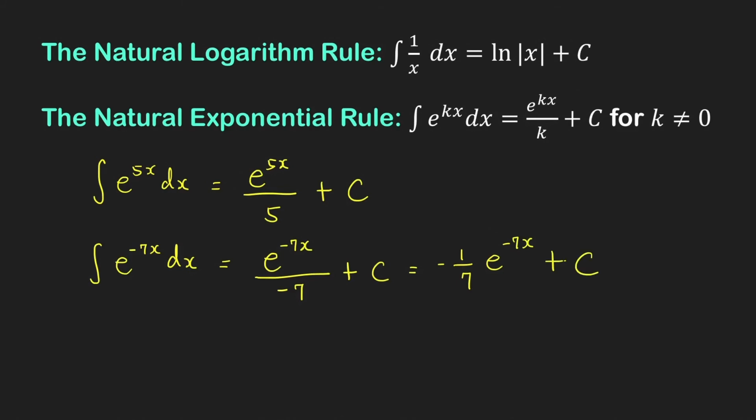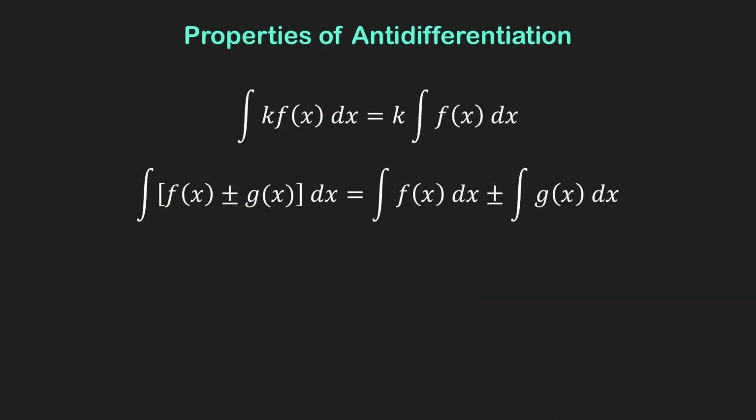And of course, if k is equal to 1, so that is the integral of e to the x dx, then this is just equal to e to the x over 1, which is simply e to the x, and then plus c. Now, let's move to properties of antidifferentiation.